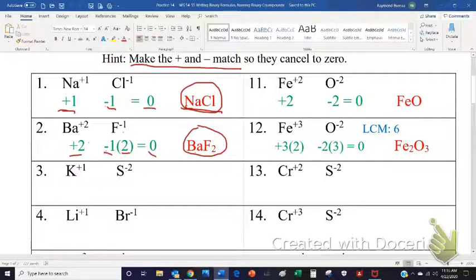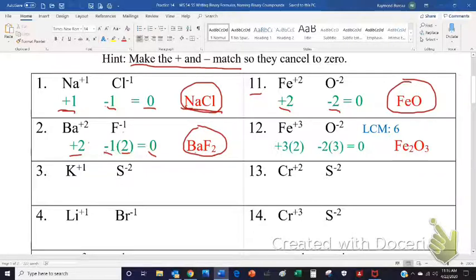Now look at number 11. Notice that iron says +2. Well, iron is a transition metal that could have more than one oxidation number. I'll get to that in a moment. Oxygen is -2. So iron in number 11 will give away 2 electrons. Oxygen will take 2 electrons. Does this already equal 0? +2, -2, equals 0, so this one is already finished. Hence, FeO, iron 2 oxide. +2, -2, nothing more to do.